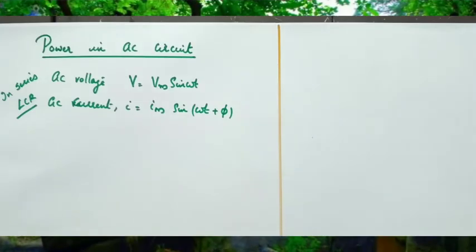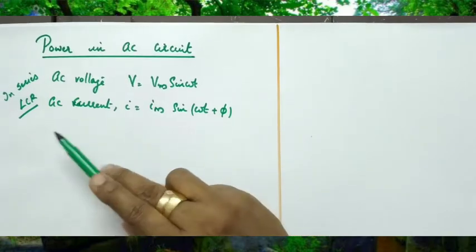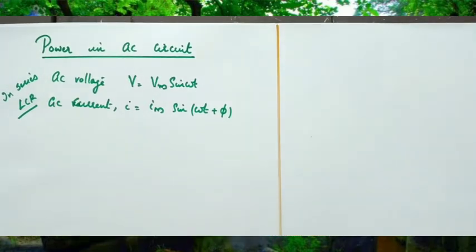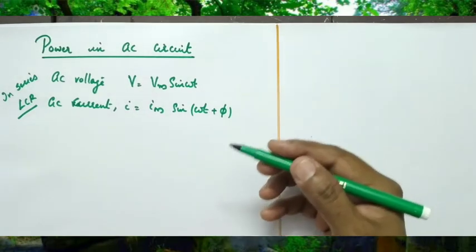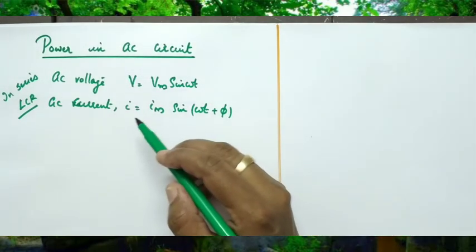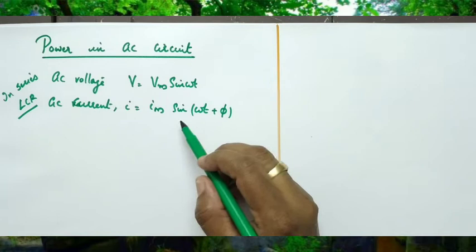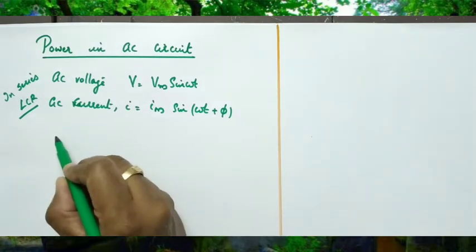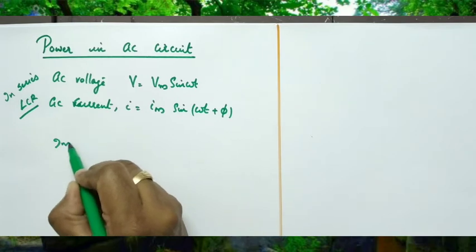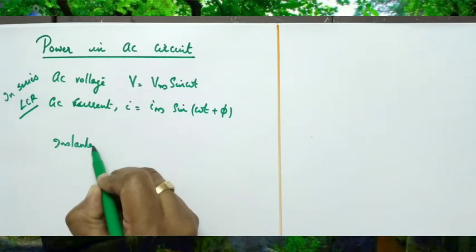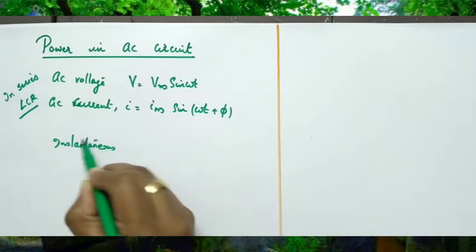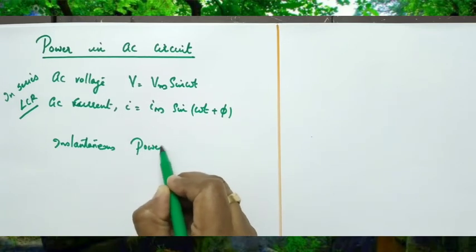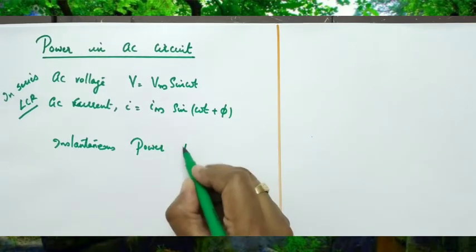Now we can derive the formula for power in an AC circuit. We know for a series LCR, AC voltage is given by V equals Vm sin omega t, and AC current is given by I equals Im sin omega t plus phi. And what is the instantaneous power? Instantaneous power P equals Vi.